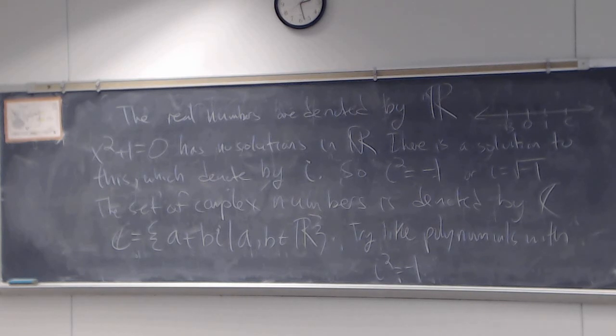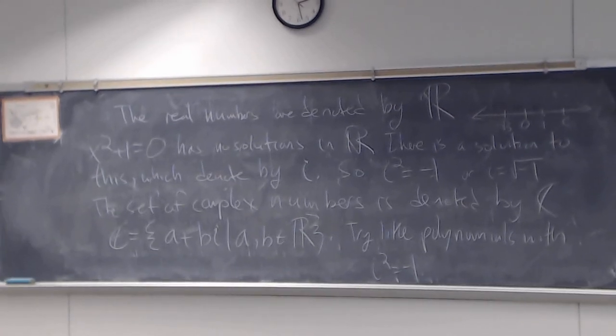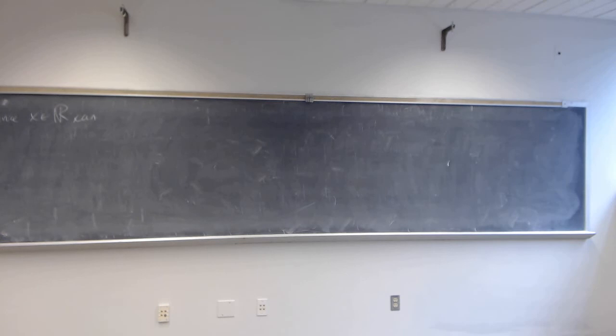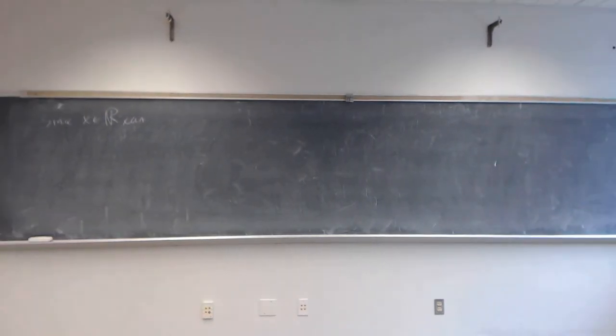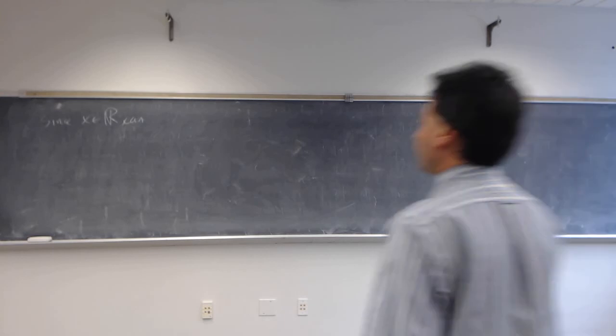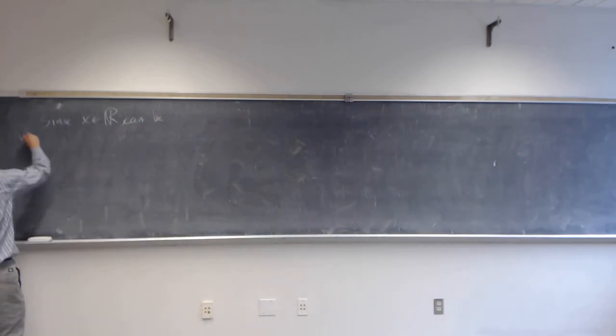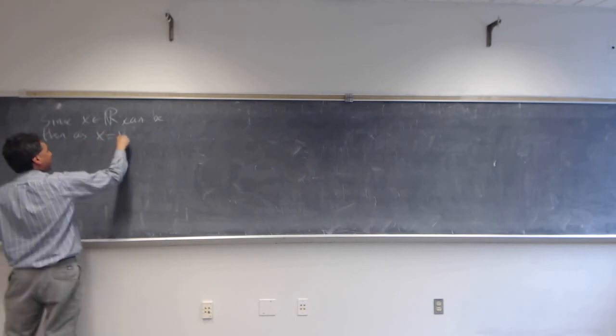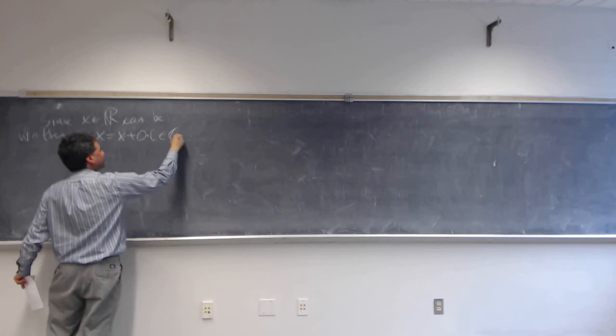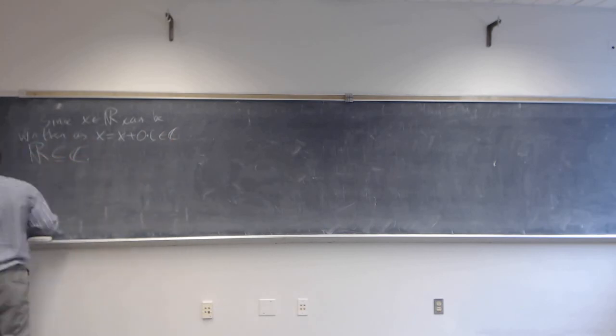One thing we might notice is that if we take a real number x, we can write that real number x as x plus 0 times i, which is an element of C. So the real numbers are a subset of the complex numbers.